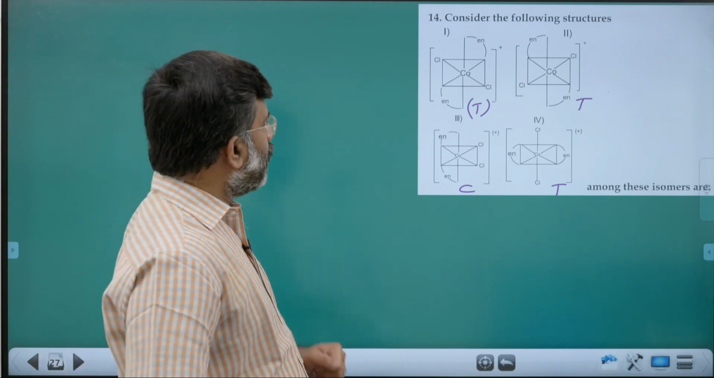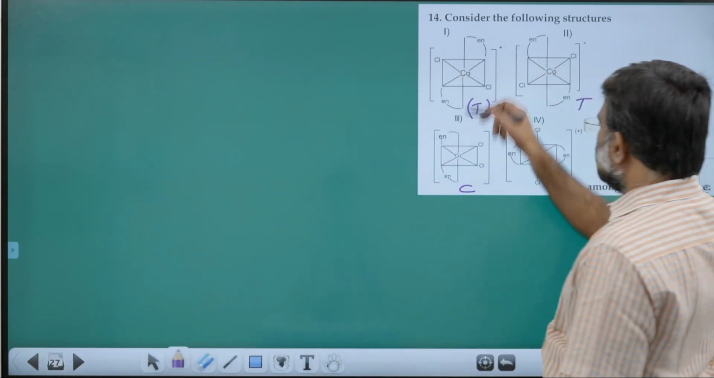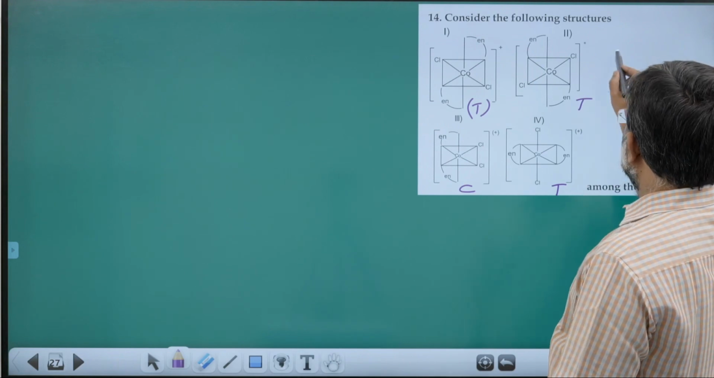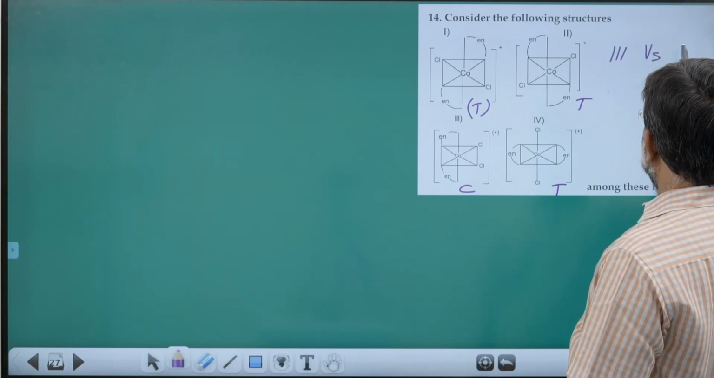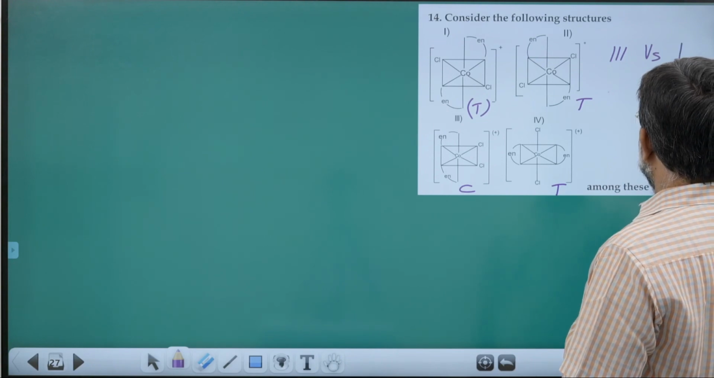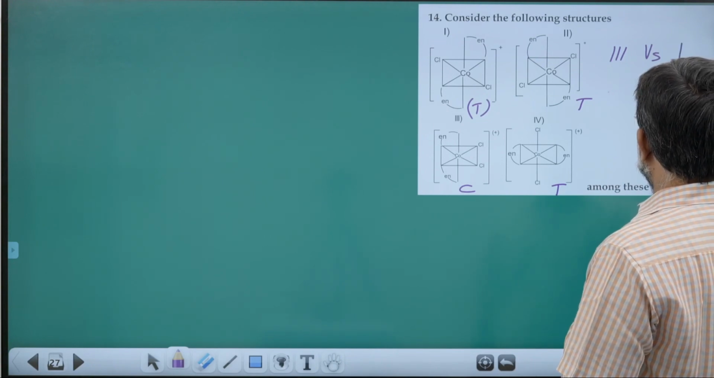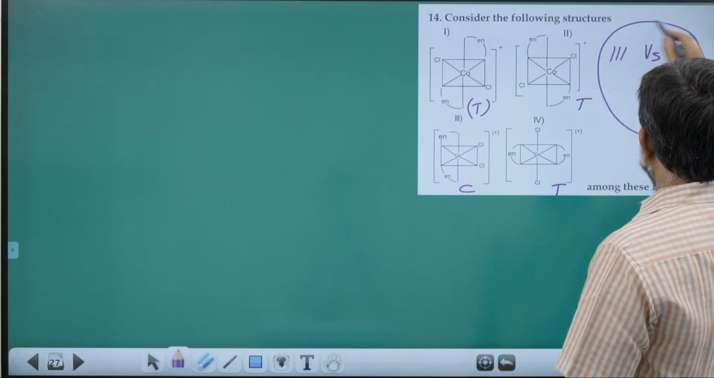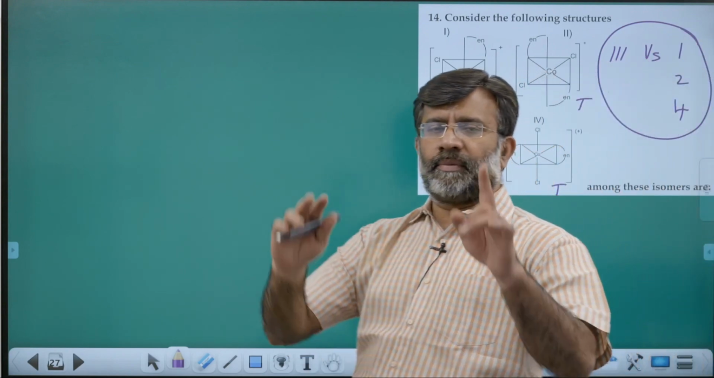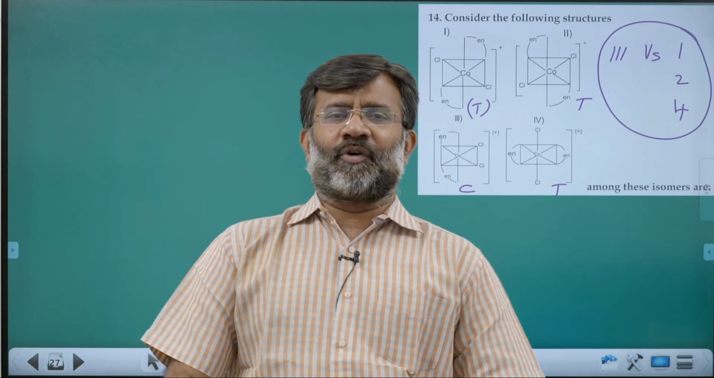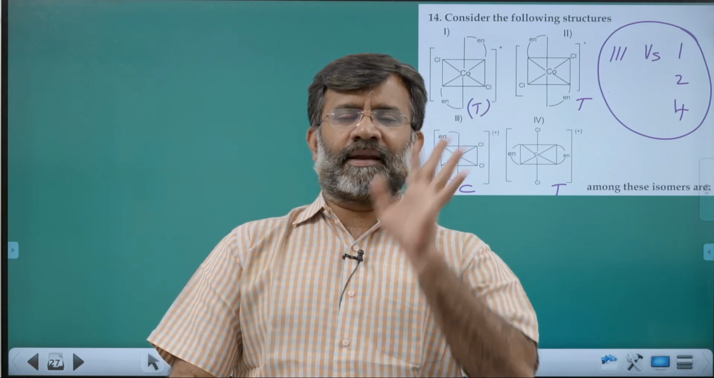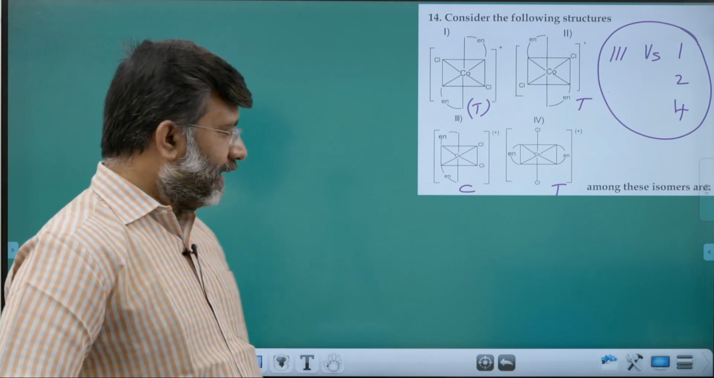So suppose you are finding a combination of 3 versus anybody. It can be 3 versus 1, 2, or 4. They will be isomers. 3 and 1 are isomers, 3 and 2 are isomers, 3 and 4 are isomers. And it is cis-trans isomerism. Okay. Next question.